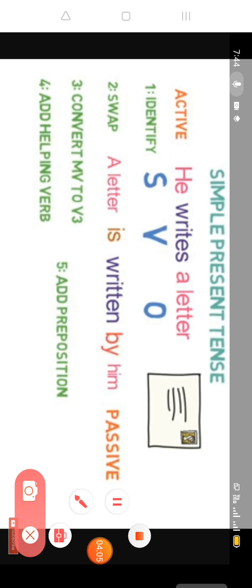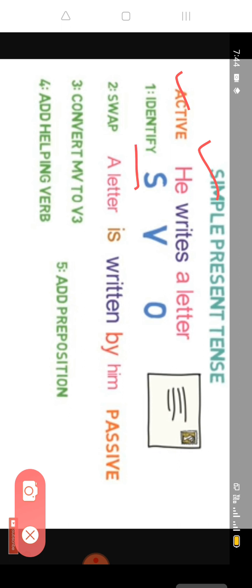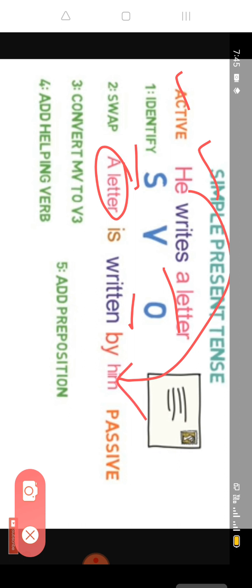First of all students, in front of you this is simple present tense. You can see on the screen. Here the sentence is he writes a letter. Here you can see that it is simple present tense, and if we are going to change it, then we will convert subject into object and object into subject. A letter is the object, so I have written here a letter, and the object would be him. Actually the objective case of he would be him.